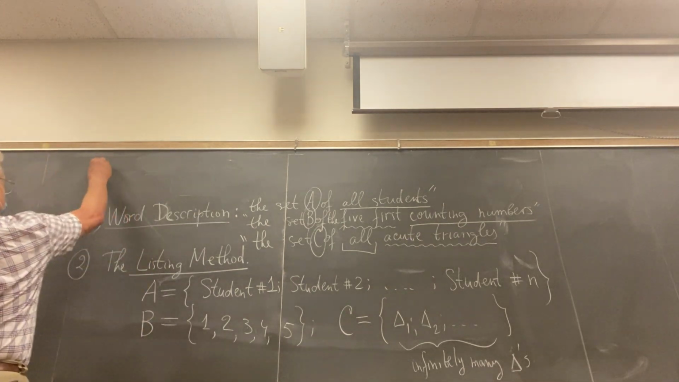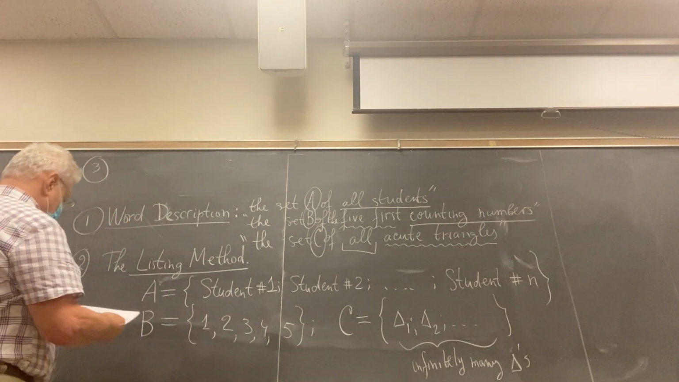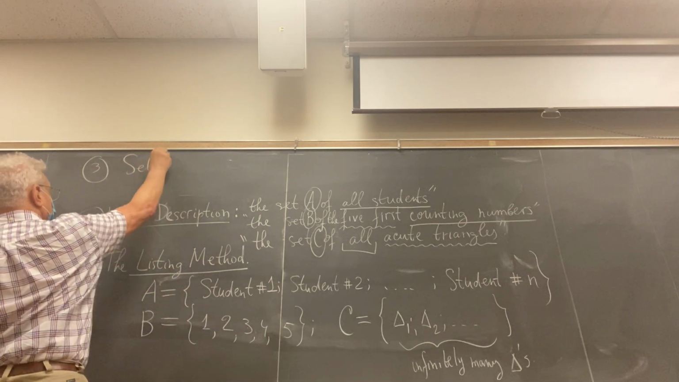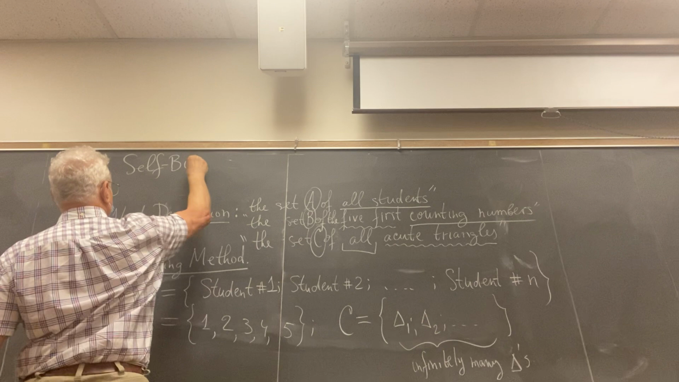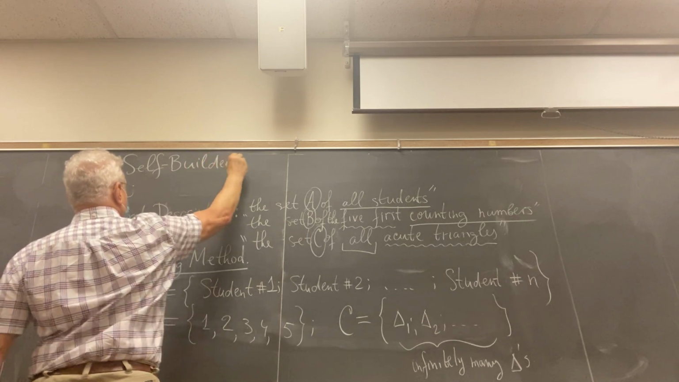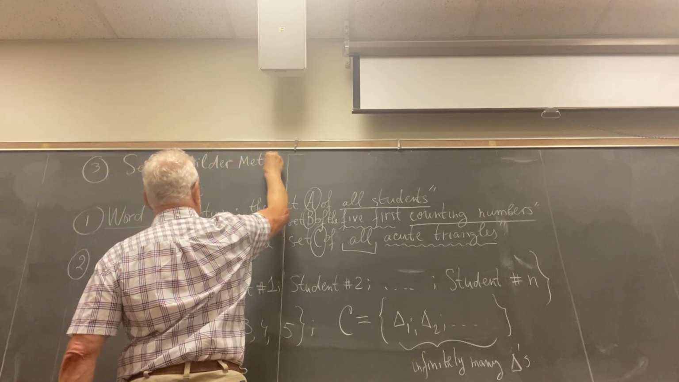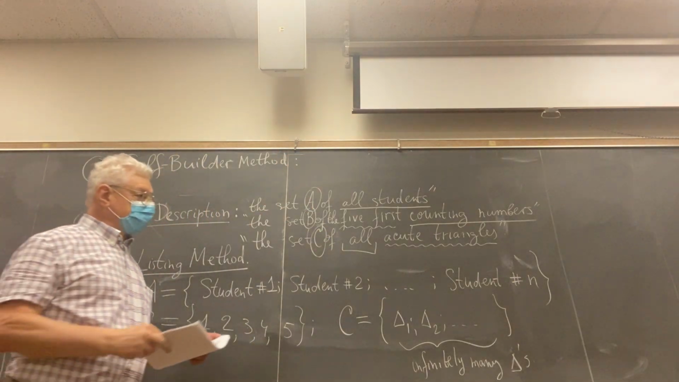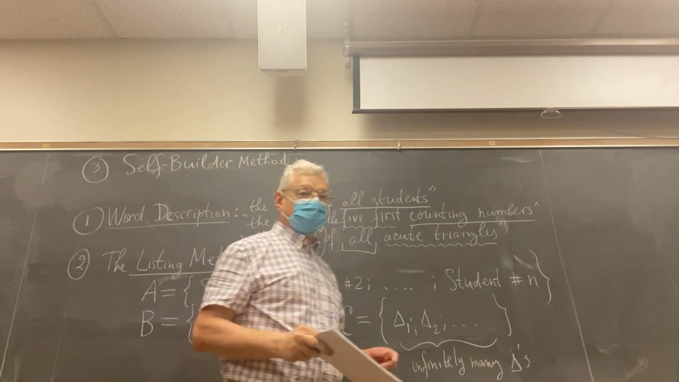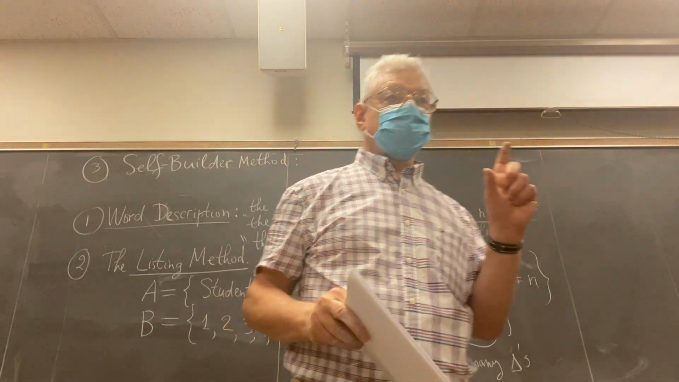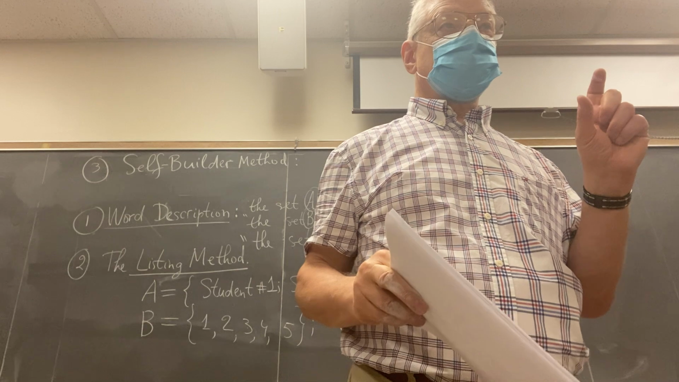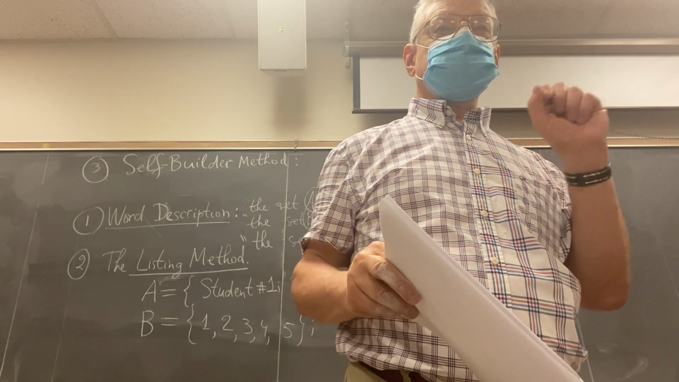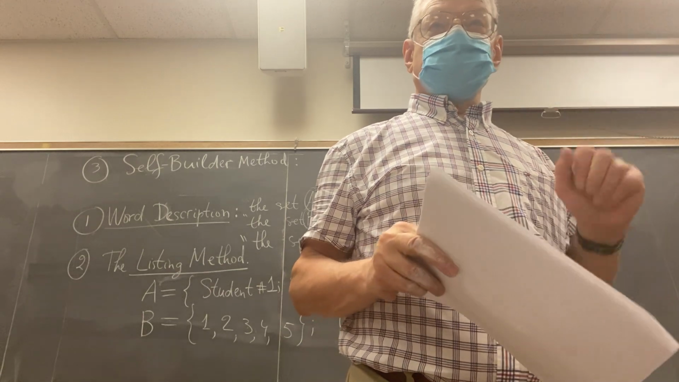Okay, now the third method is called self-builder. Okay, what is that? Instead of saying about all elements, I describe only one element. And after that I say elements such that, and they have some property.